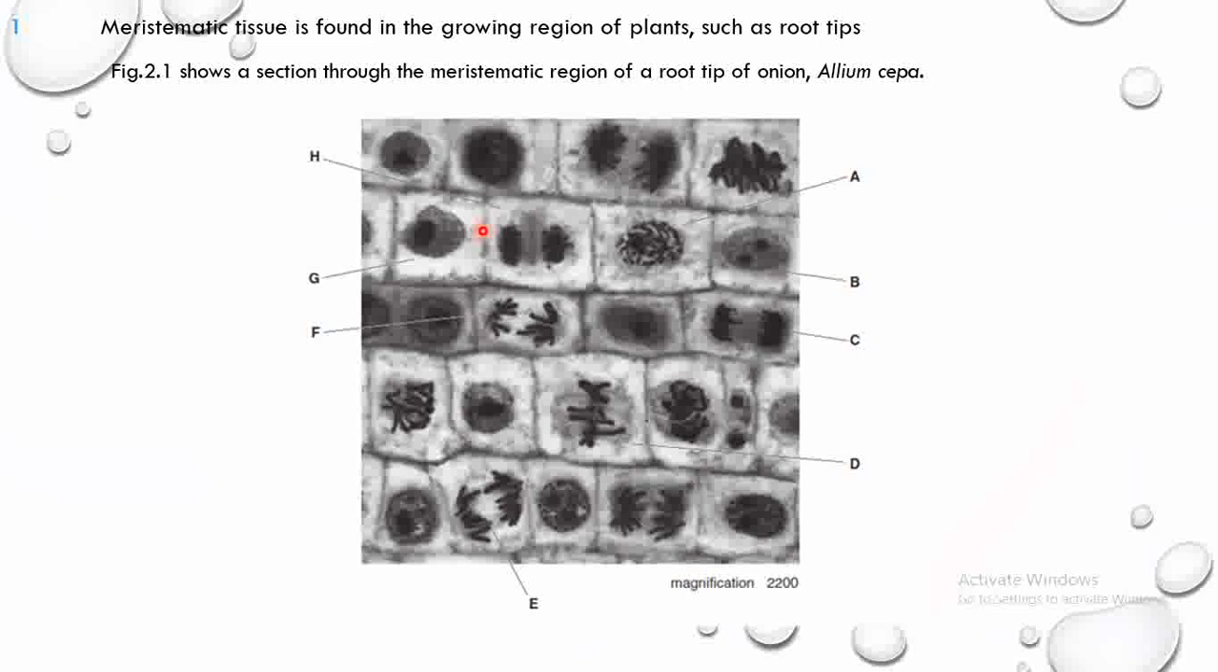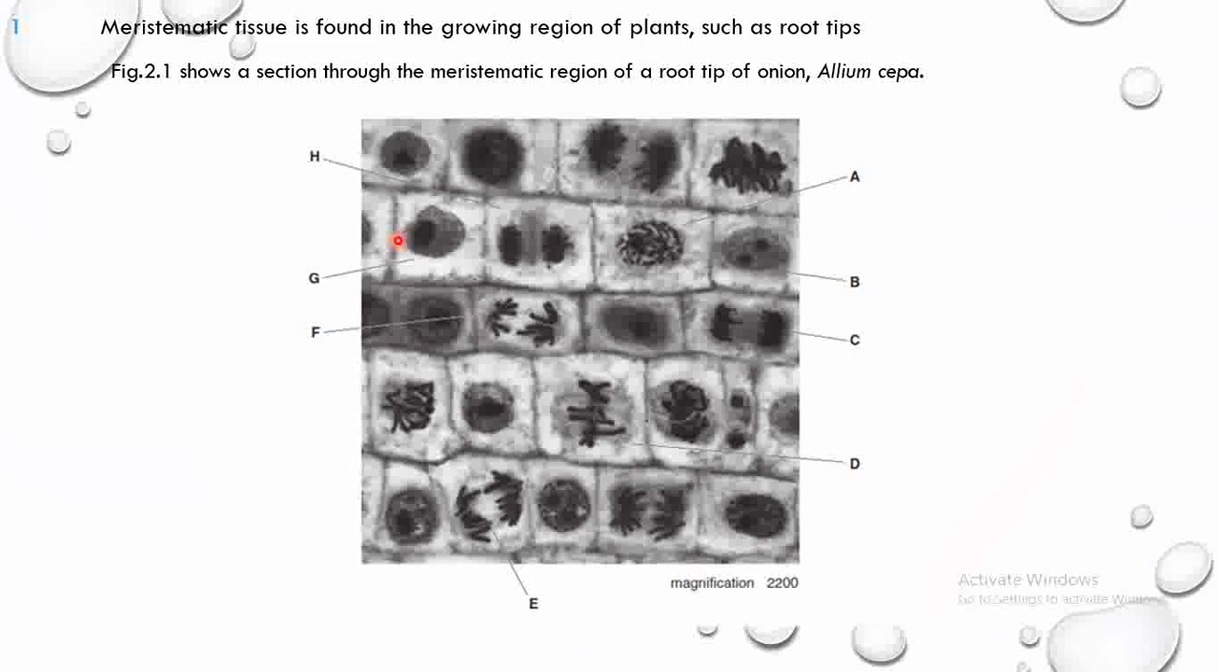I want you to work this out with me. Don't hide there, I can see you. Stop hiding, do try this. Which of these cells is in interphase? Which ones seem not to be dividing? Pause the video and try it. Identify interphase, prophase, metaphase, anaphase, telophase. Identify them. If you check here, you can see.